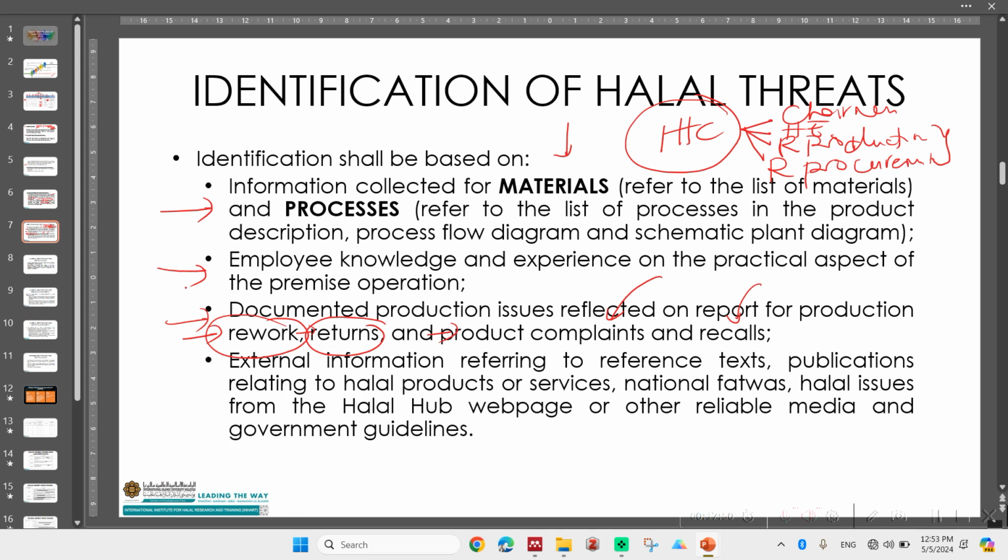So all these four documents or records can be referred to if you want to know the potential halal threat or contaminant that your premise might encounter during your production. Besides having experienced people explain, you can also request documents. Usually, if I'm an auditor from their team, I will request this type of documentation. From here, we can investigate which process might lead to the contamination occurrence.